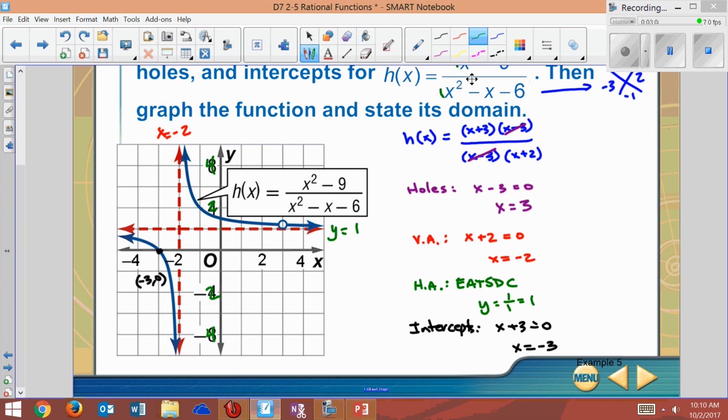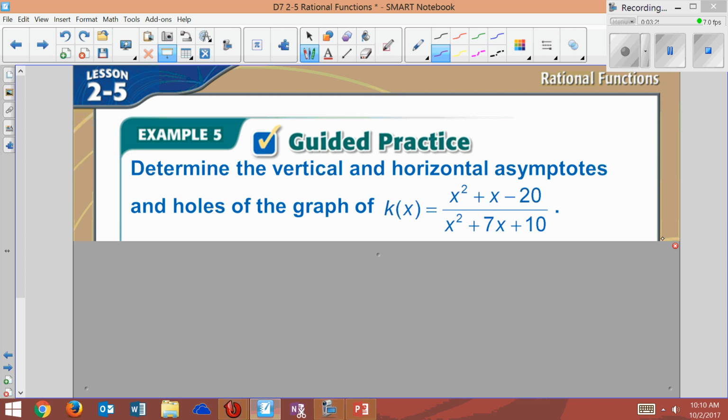And then do we have a hole here at x equals 3? Yes, we do. And so it looks like we did it correctly. That's a removable discontinuity. This is an infinite discontinuity. Now you can try this one.